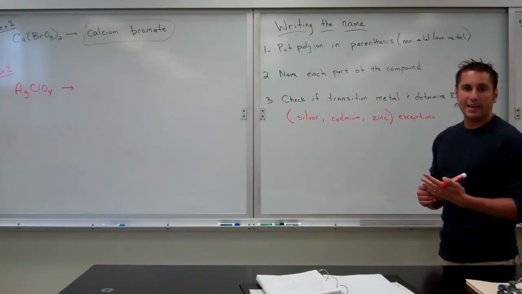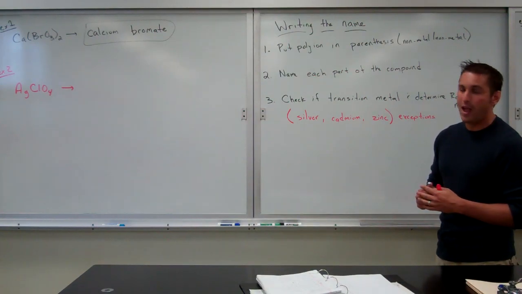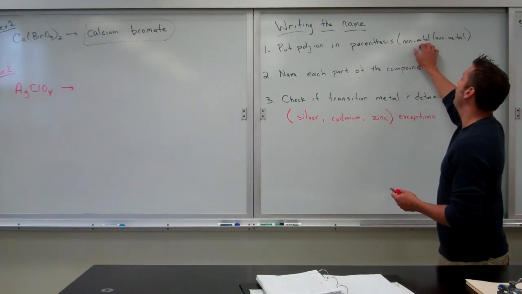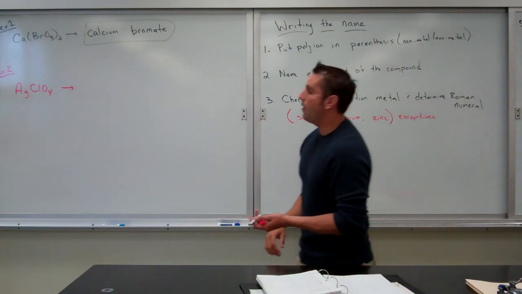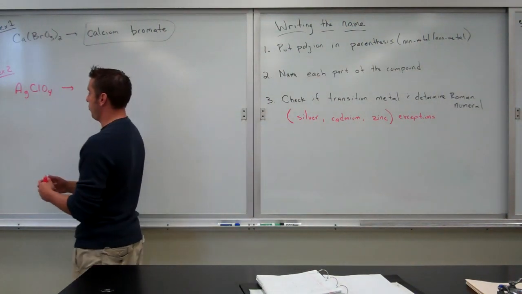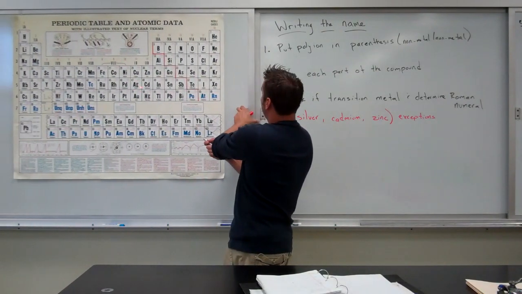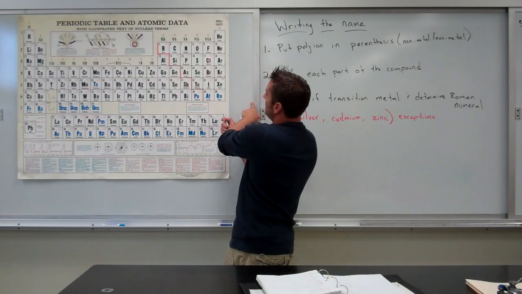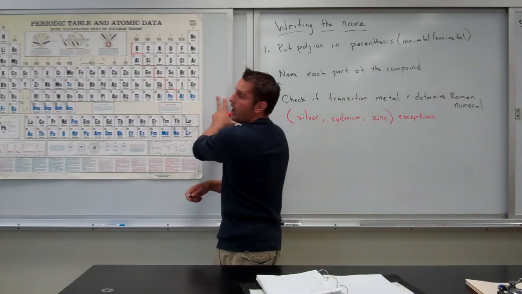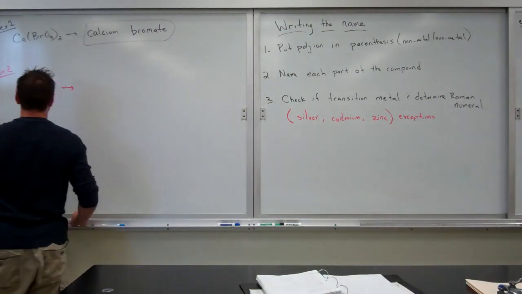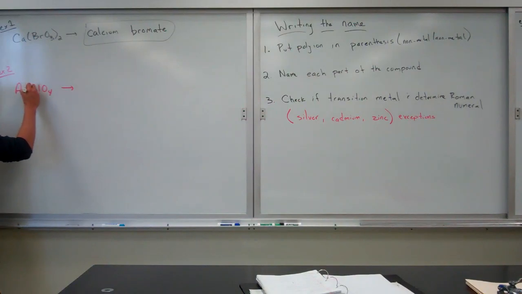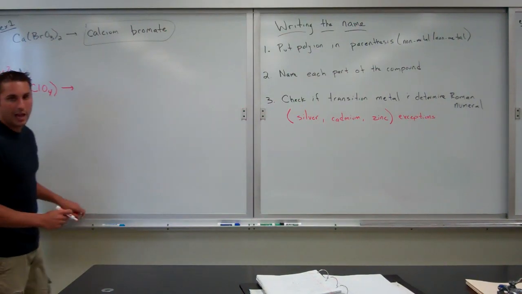If you don't recognize who the polyion is right away, how you can figure it out is by looking here. The polyion is the non-metal portion. Ag is your metal because it lies to the left of the staircase. Cl and O are your non-metals. That means that this right here, the ClO4, is the polyion part.